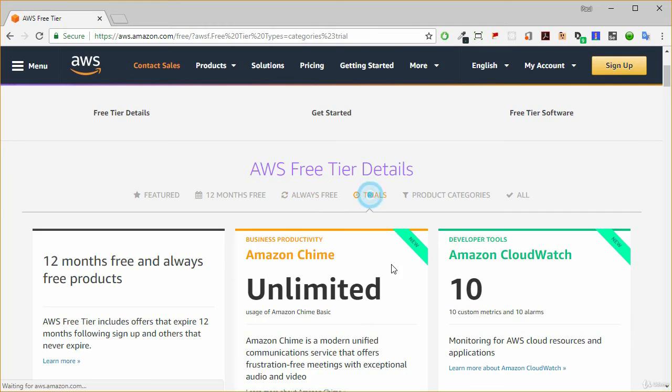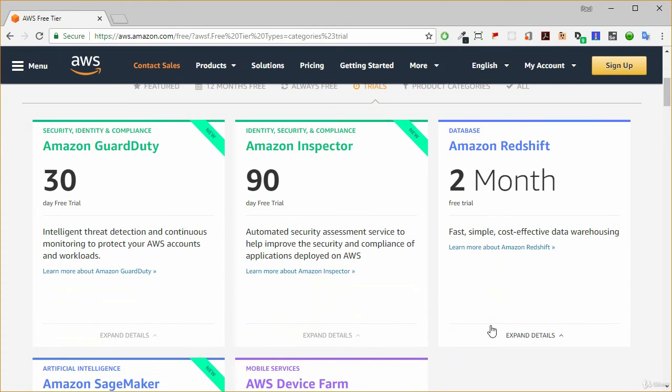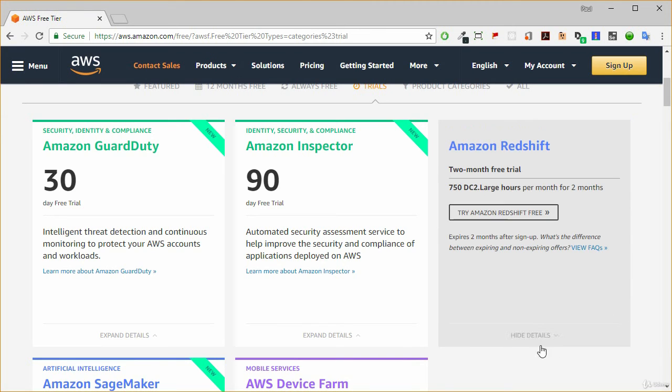And we also have trials. You need to be very careful with trials. For example, Amazon Redshift is quite an expensive service. If you look there, you've got 750 hours of DC2 large hours per month for 2 months. But if your account is already over 2 months old and you actually start using Redshift, you're going to get billed for it, and you're going to be billed for quite an expensive instance as well.